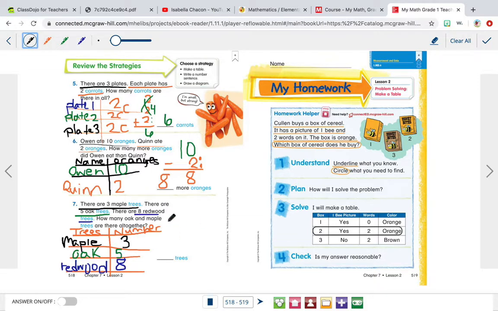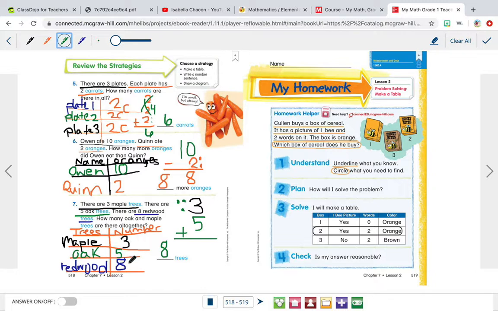So I'm going to add 3 maple plus 5 oak trees. 3 plus 5. I know that 5 is my bigger number, 3 is my smaller number, so I'm going to write 3 dots, 1, 2, 3. I get 5 in my head and I count up. Ready? 5, 6, 7, 8. So I have 8 trees when I add maple and oak together.